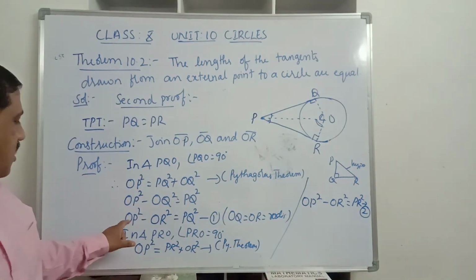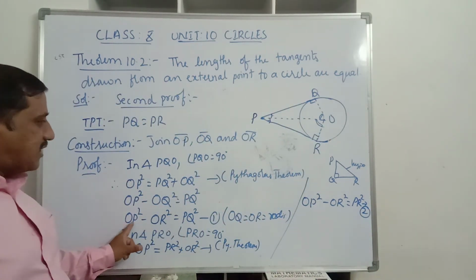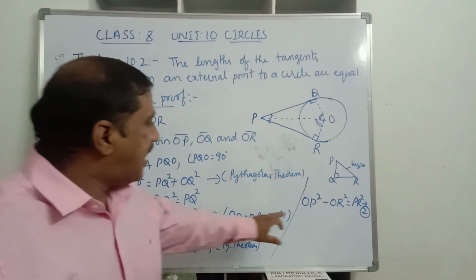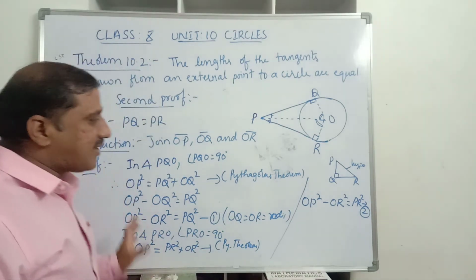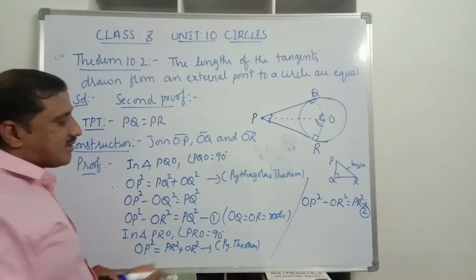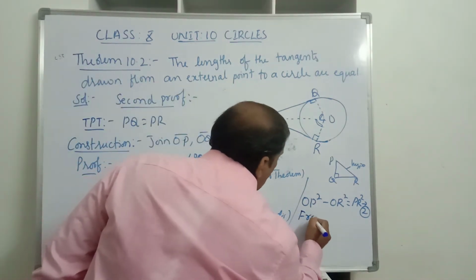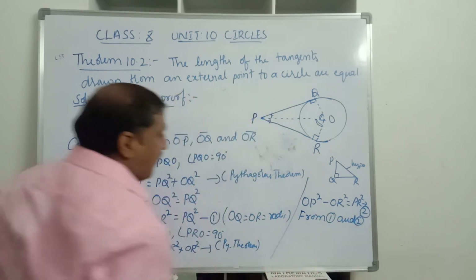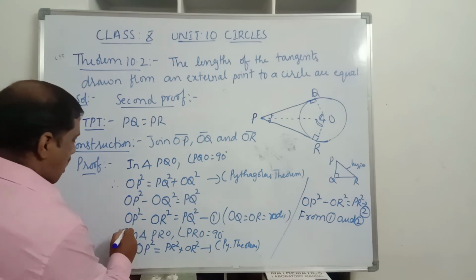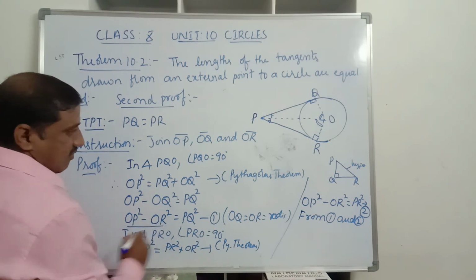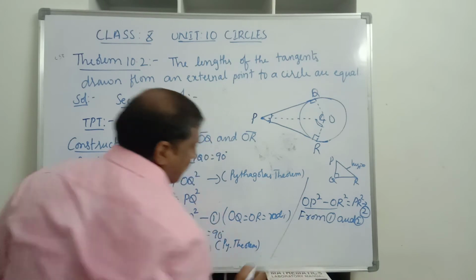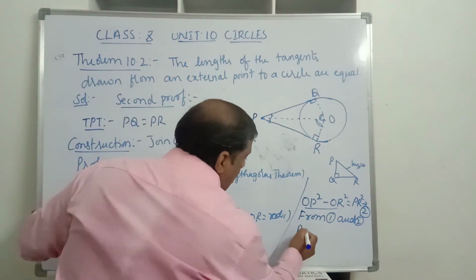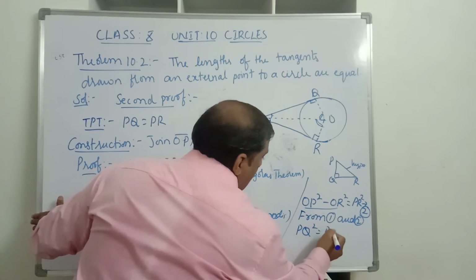Now from equation 1, PQ square is equal to OP square minus OR square. On the LHS of equation 1 we have OP square minus OR square, and in equation 2 also OP square minus OR square. From equation 1 and equation 2, their LHS sides are equal, that is OP square minus OR square. Therefore their RHS will be equal. That is, PQ square is equal to PR square.